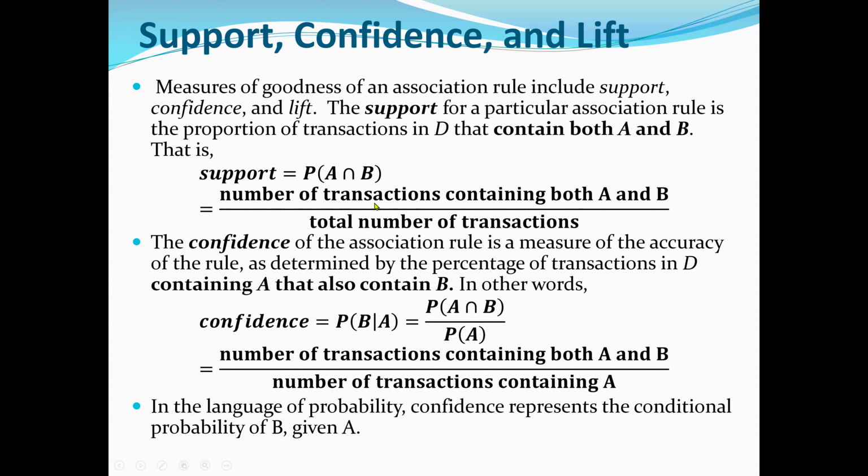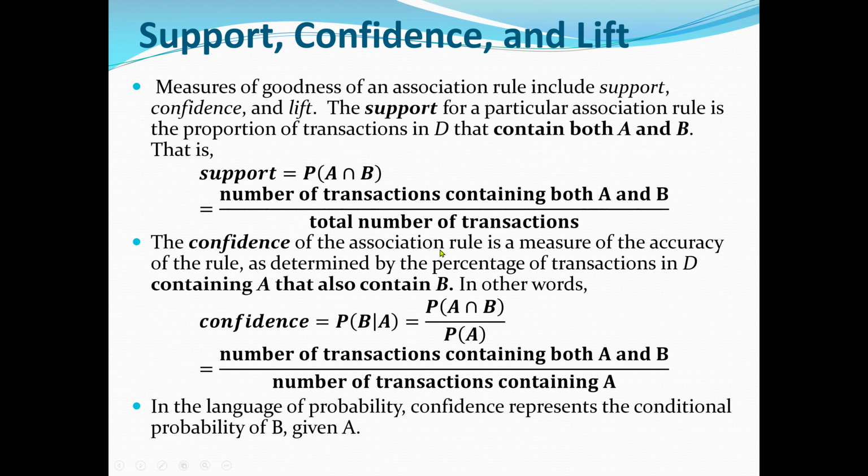It will be the number of transactions that contain both A and B, because if a customer buys A, then he buys B. So the number of transactions containing both A and B divided by the total number of transactions in the database system. It doesn't matter whether the transaction has A, has B, or doesn't have A. It's all the total number of transactions. That's why we say the proportion or the percentage of transactions that have A and B. Again, we're going to see an example in a minute.